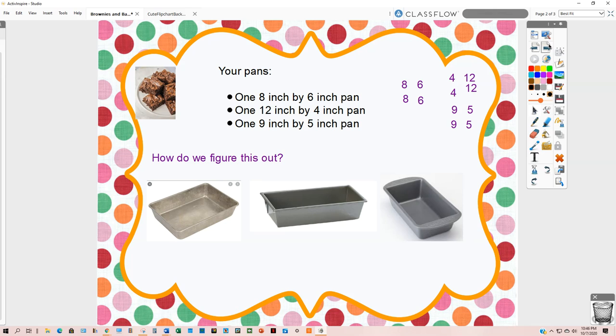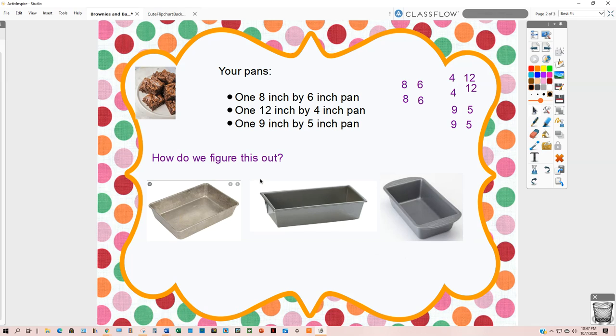We want those pieces. So let's take a look. We've got three pans here, and we need to figure out this problem. The first pan is an 8-inch by 6-inch pan. One pan is a 12-inch by 4-inch pan. And another pan that you have is a 9-inch by 5-inch pan. Now, one of the things that the word problem tells us that I don't have here is these pans are about the same depth, which means they're around 2 inches deep. So that part's going to be the same. It's just the shape of the pans.